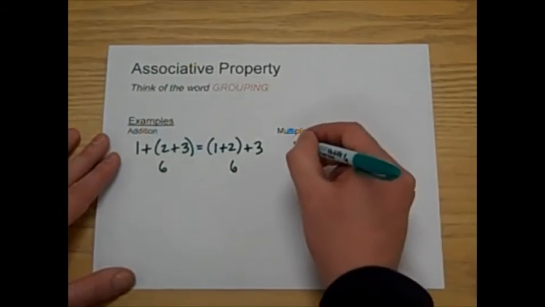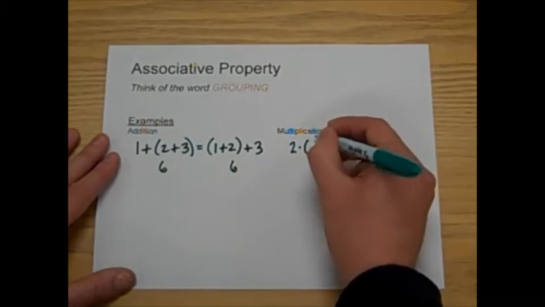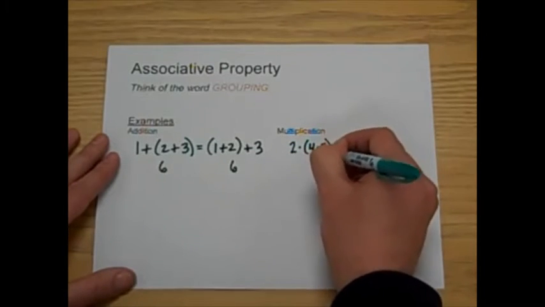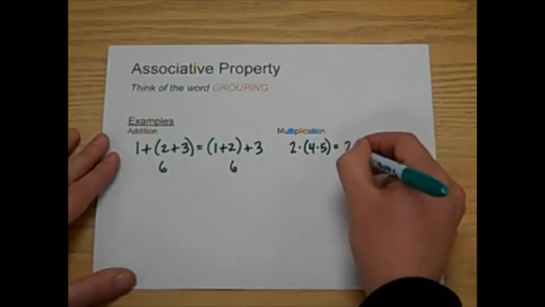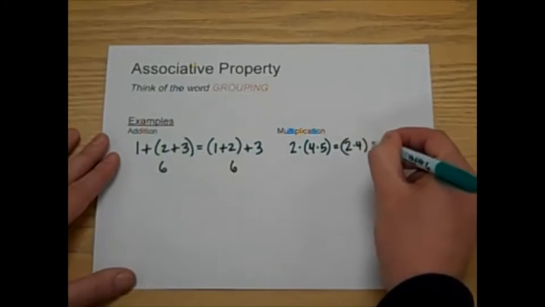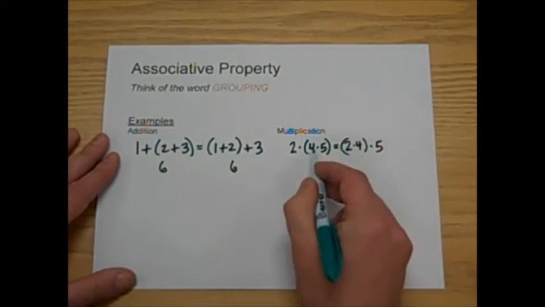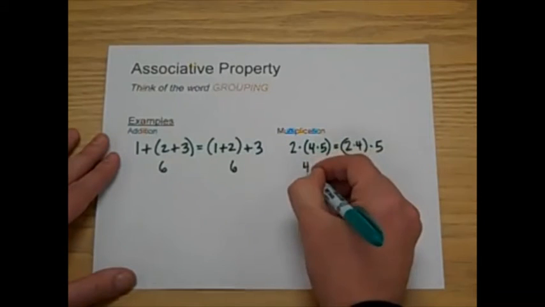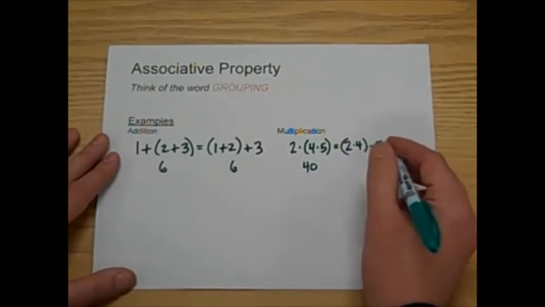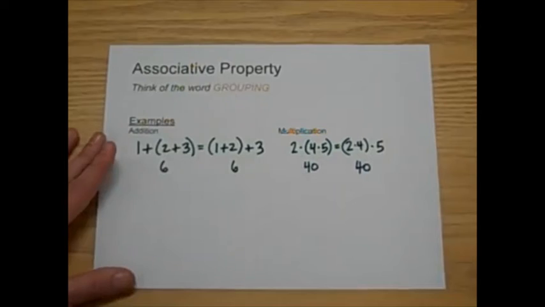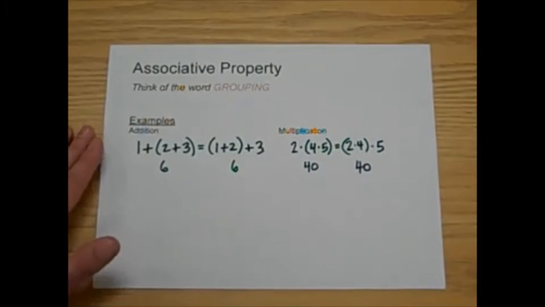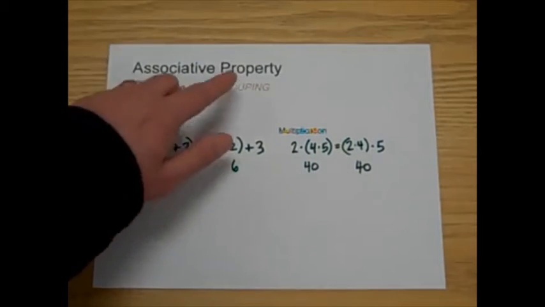Let's do the same thing for multiplication. 2 times the quantity 4 times 5, or 2 times 4 in a quantity times 5. 4 times 5 is 20, times 2 is 40. 2 times 4 is 8, times 5 is also 40. So it doesn't matter how the numbers are grouped, I still get the same thing. Associative property, think of grouping.